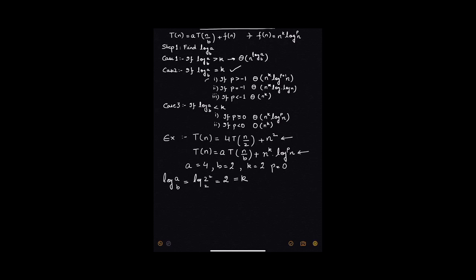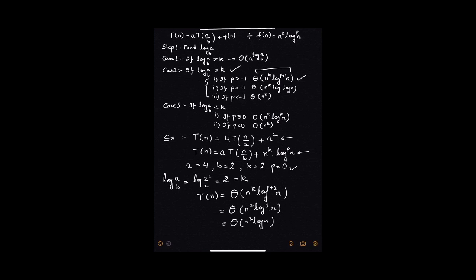As an additional step, we also have to check the value of p. Over here, the value of p is 0. It implies that the value is greater than -1. So the time complexity will be considered as this one. I can say the time complexity for this function is theta of n^k log^(p+1) n. So this becomes theta of n^2 log^1 n. So this is theta of n squared log n.